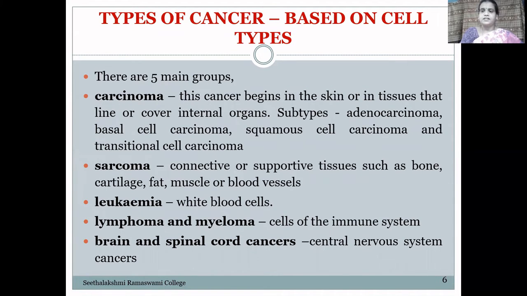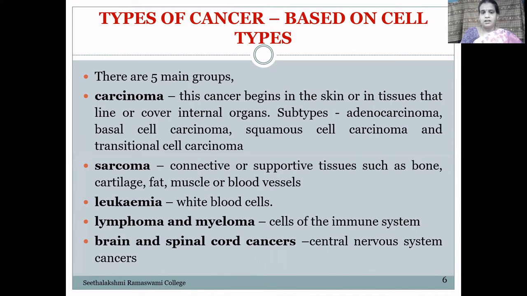What are the different kinds of cancer? Cancer can be classified based on the types. There are 5 main groups. Number 1 is carcinoma, number 2 sarcoma, number 3 leukemia, number 4 lymphoma and myeloma, number 5 brain and spinal cord cancer. Carcinoma begins in the skin or in tissues that line or cover internal organs. It has 4 different subtypes: adenocarcinoma, basal cell carcinoma, squamous cell carcinoma, and transitional cell carcinoma. Sarcoma begins in the connective or supportive tissues such as bone, cartilage, fat, muscle, or blood vessels.